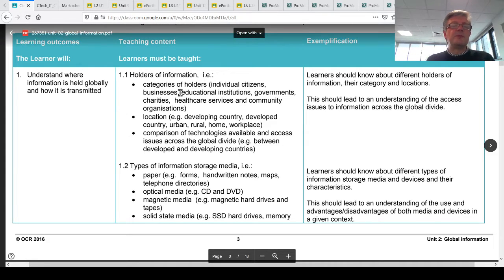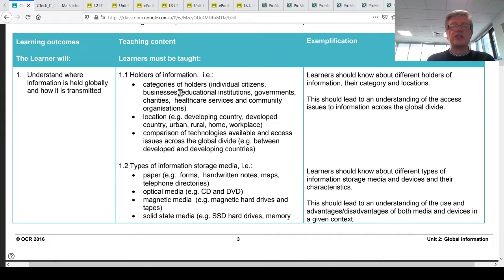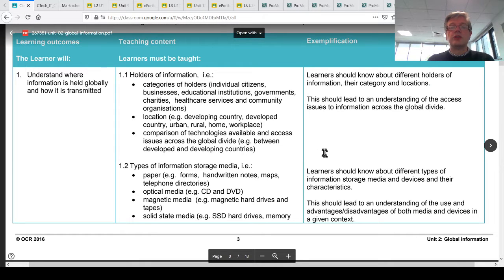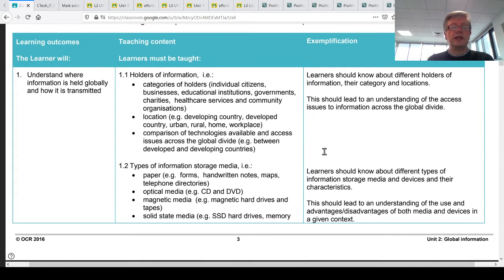Businesses have information that's specific to their business, such as sales, products. They may have information about research and development into new products. Educational institutions, they hold information as well. Information that you can see on the systems that you use, such as your attendance, what classes you're in, your timetable, any comments that have been made about you.